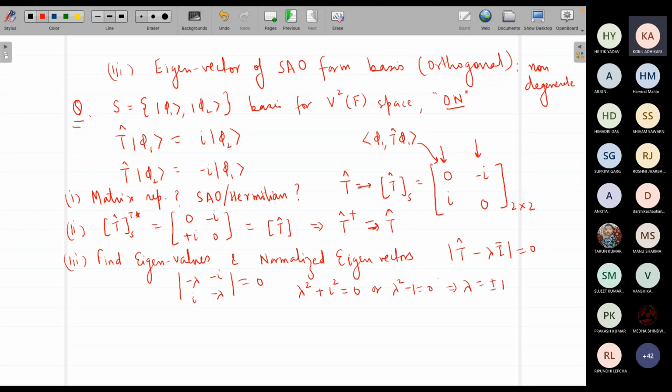Is it a degenerate system or a non-degenerate system? Non-degenerate, since the eigenvalues are different. There is no eigenvalue which is the same, right? So it's a non-degenerate one. Let's try to find the eigenvectors and then find the normalized ones. So lambda is equal to plus 1.